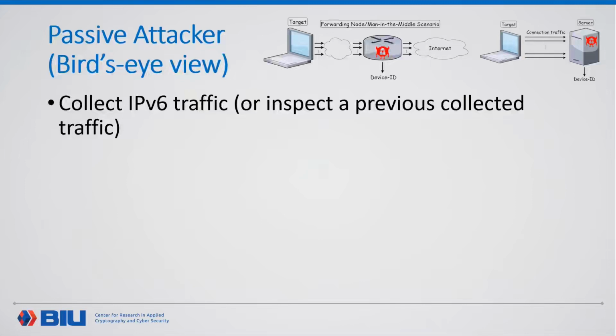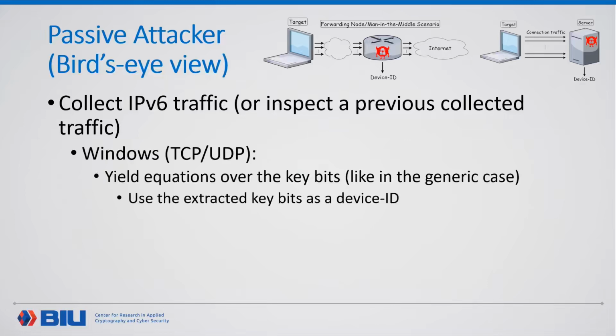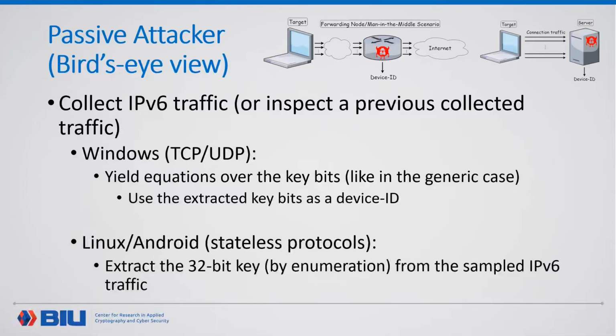So, from the bird's eye view, how does this attack work? The attacker begins with collecting or inspecting previously collected IPv6 traffic. For Windows, the attacker yields equations on the key bits that exploit the linearity of the toeplitz hash to generate a device ID, similarly to the generic case in the active attacker model. And for Linux and Android, the attacker does the same as in the active attacker model, just enumerate over the key and use the key as a device ID.